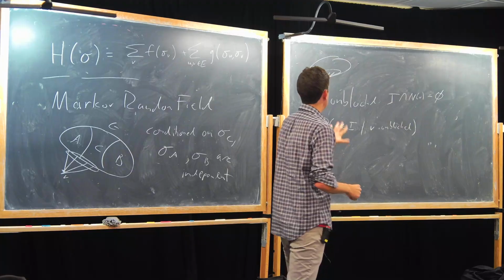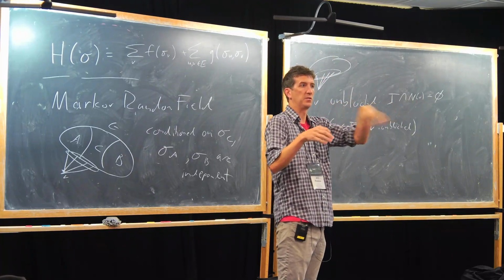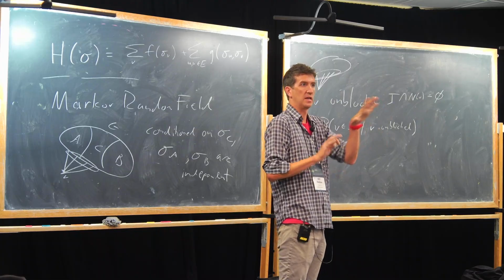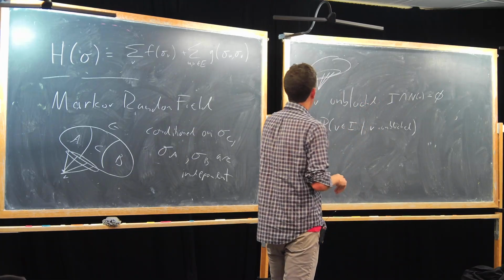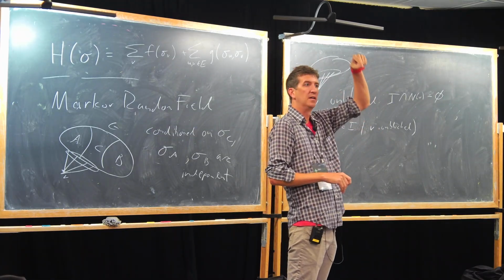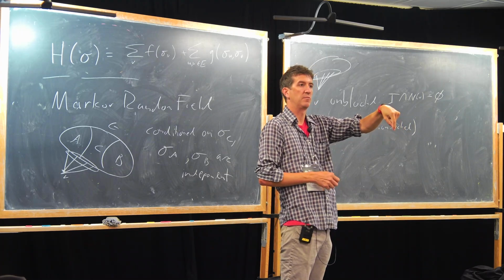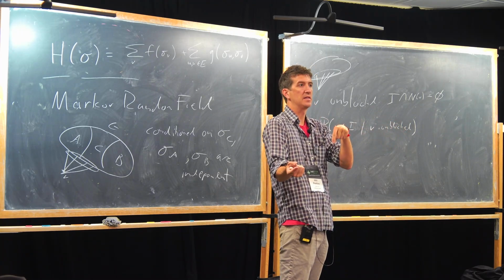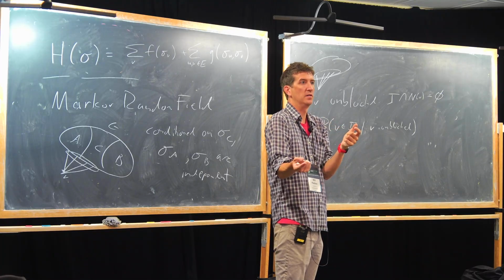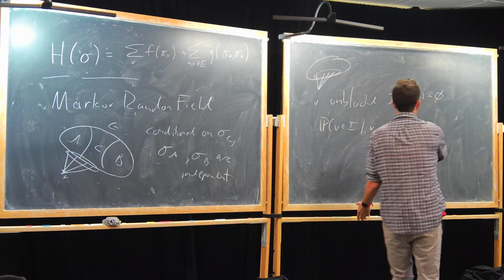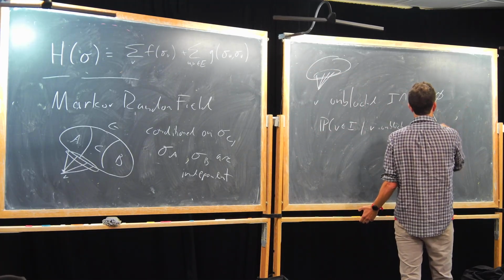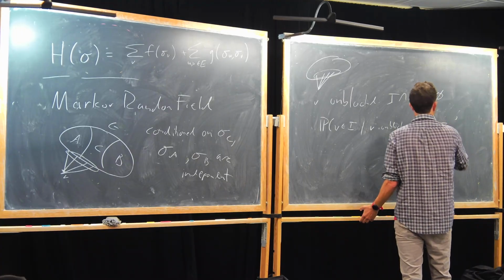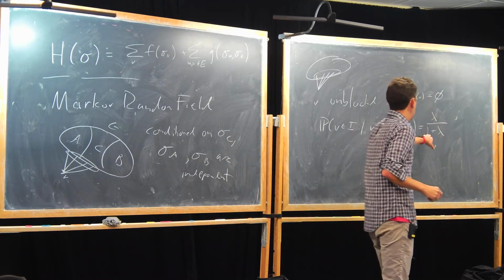The nice thing is this doesn't depend on anything else. Once you condition on the neighborhood, that's all you need to know. There are two possibilities. Either you are in the independent set, in which case you get a factor lambda, or you are out of the independent set, in which case it's just a factor 1. And so it's lambda, the factor you get if you're in, over out plus in.